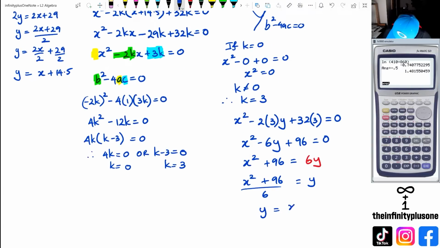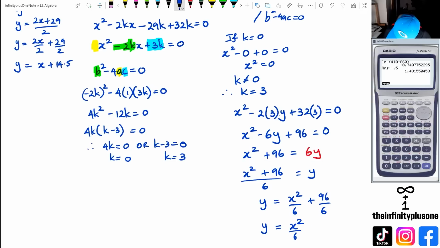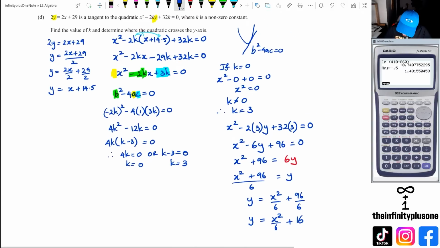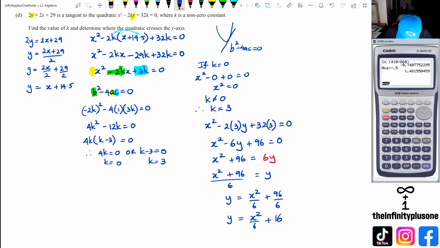Just going to rewrite it this way. x squared over 6 plus 96 over 6. So y is equal to x squared over 6 plus 96 over 6 is 16. So we've pretty much figured out where it crosses the y-axis. So we can actually say it crosses the y-axis at 0, 16. Well, you could have just said 16, that's fine. Whew, that went dark completely.